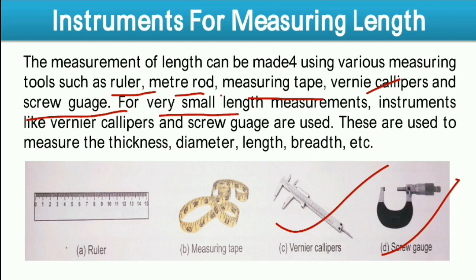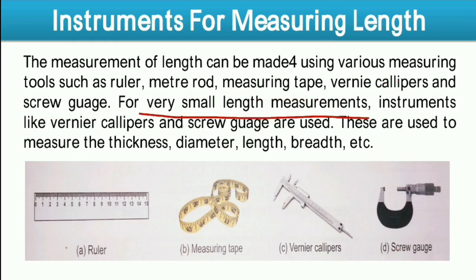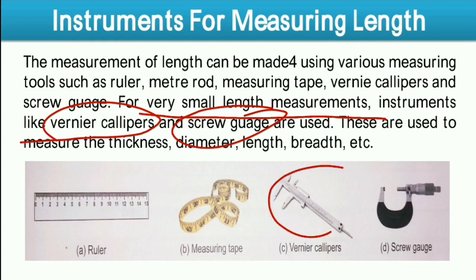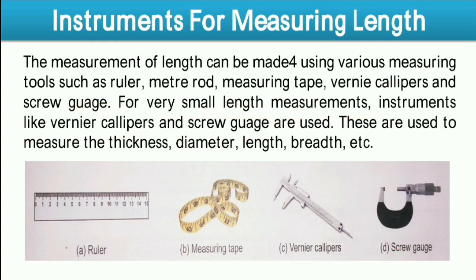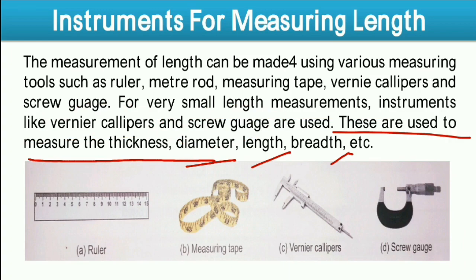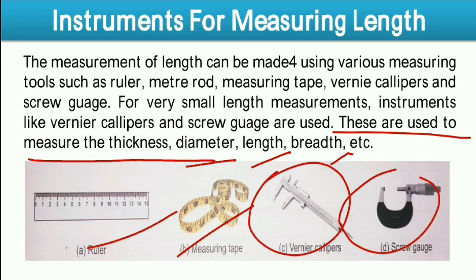For very small length measurements, instruments like vernier calipers and screw gauge are used. These are used to measure the thickness, diameter, length and breadth, etc. of very small things. And about this we'll discuss in detail later.